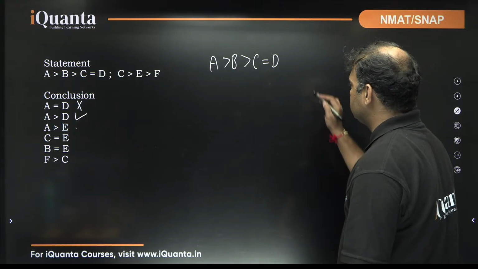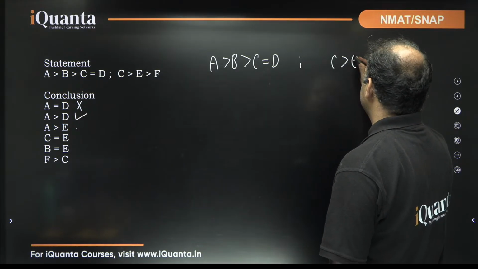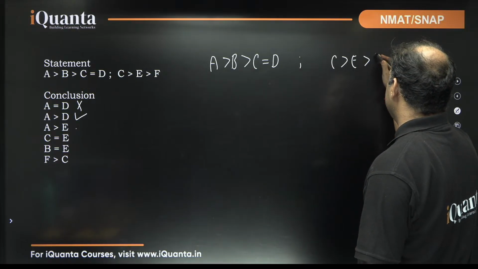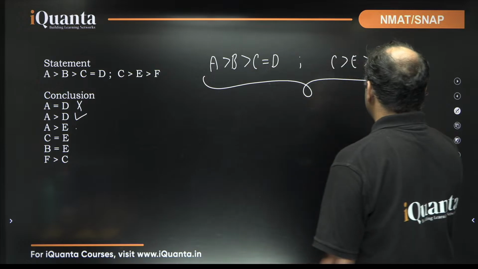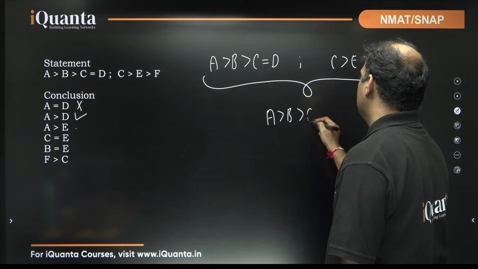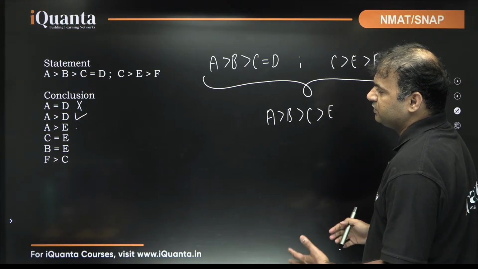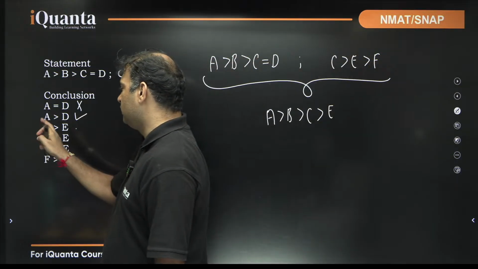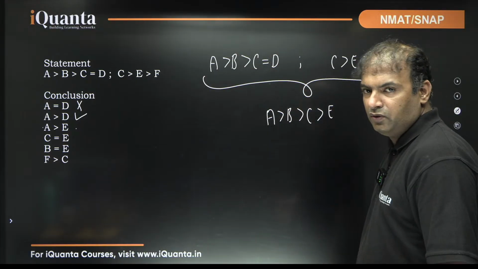So we have to actually try to combine these statements. Alright, how can we do that? They have given C is greater than E is greater than F, right? Now, guys, combining them is pretty easy. We know that A is greater than B is greater than C, and from here we know that C is greater than E. That's it. We don't need to do this more, because this conclusion is only about A and E, right? So ideally we shouldn't do it more, right?